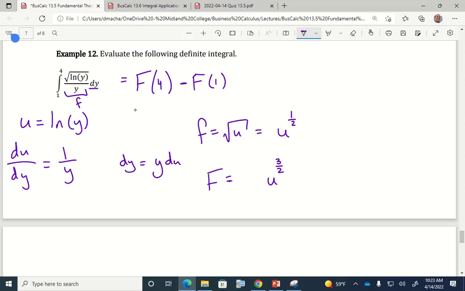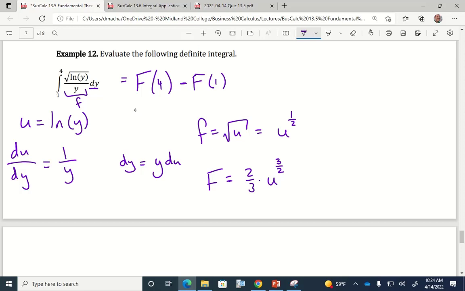Then I need to divide by 3 halves. So I could write 1 over 3 halves. But 1 over 3 halves, remember, is the same thing as 2/3. If you were going to divide by 3 halves, well, dividing is the same thing as multiplying by the reciprocal. The reciprocal of 3 halves is 2/3. So instead of dividing by 3 halves, I can multiply times 2/3.